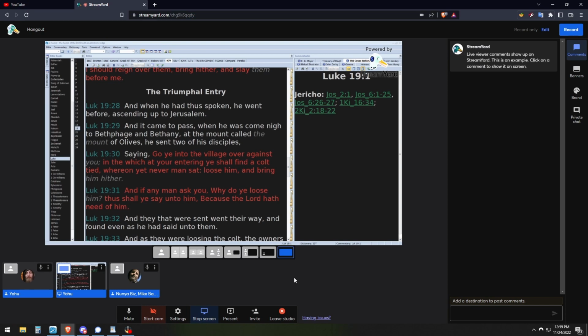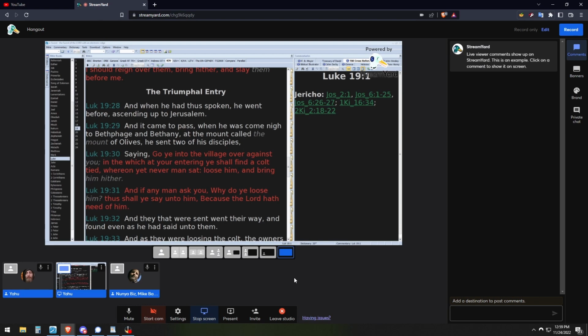And when he had thus spoken, he went before, ascending up to Jerusalem. And it came to pass, when he was come nigh to Bethphage and Bethany, at the mount called the Mount of Olives, he sent two of his disciples, saying, Go ye into the village over against you, in the which at your entering ye shall find a colt tied, whereon yet never man sat. Loose him, and bring him hither. And if any man ask you, Why do ye loose him? Thus shall ye say unto him, Because the Lord hath need of him.